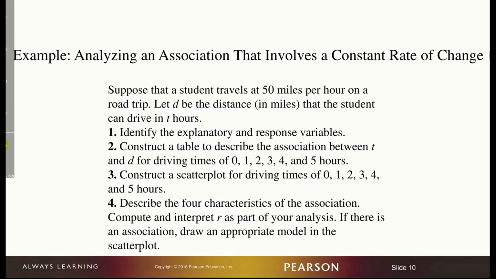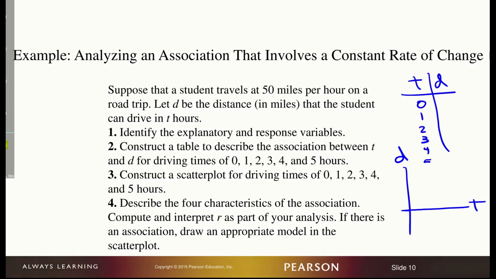Of course, in situations like this, we consider T to be the explanatory variable. A change in time is what's changing the distance, so therefore D will be the response variable. We're going to construct a table, and of course our table, as you know, we always have the explanatory variable on the left and the response variable on the right of our table. So it'll have that kind of a shape, and we're going to calculate it for 0, 1, 2, 3, 4, and 5 hours.